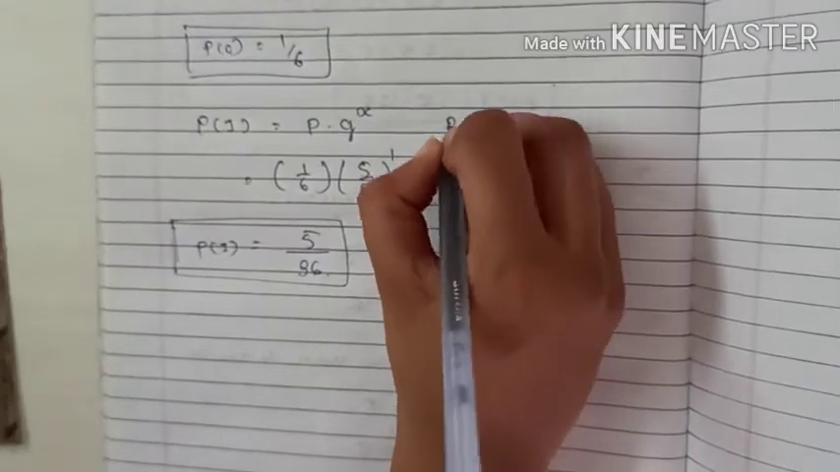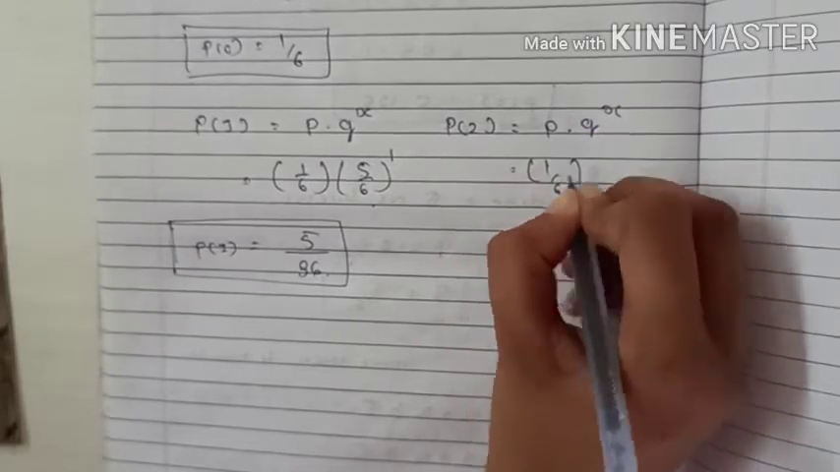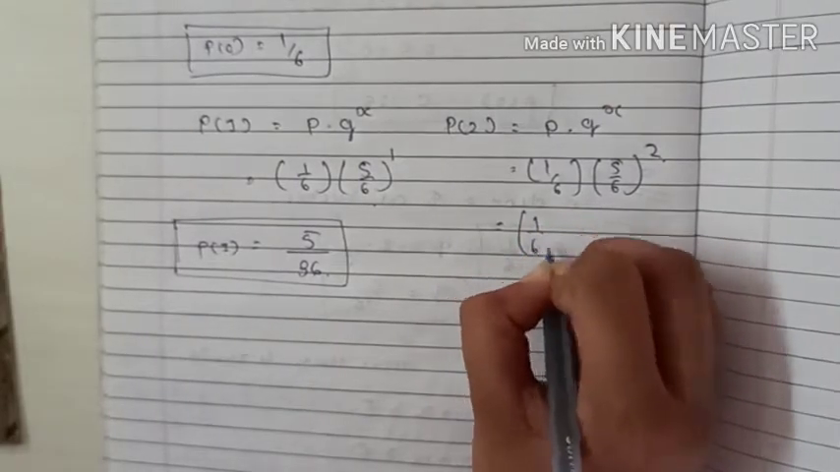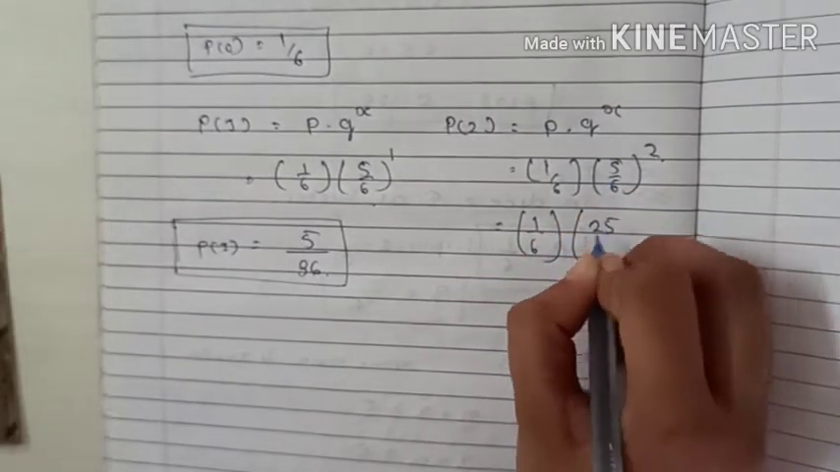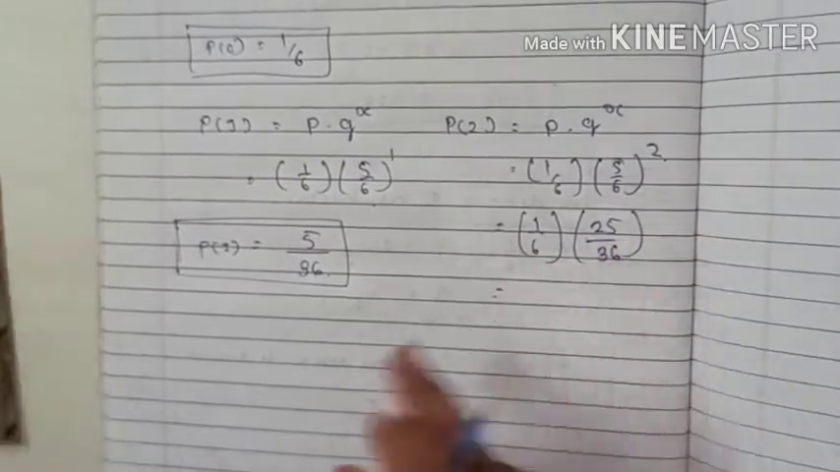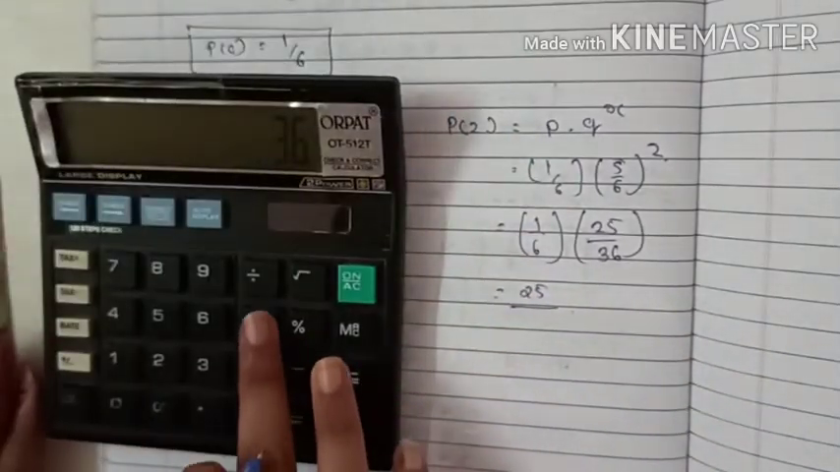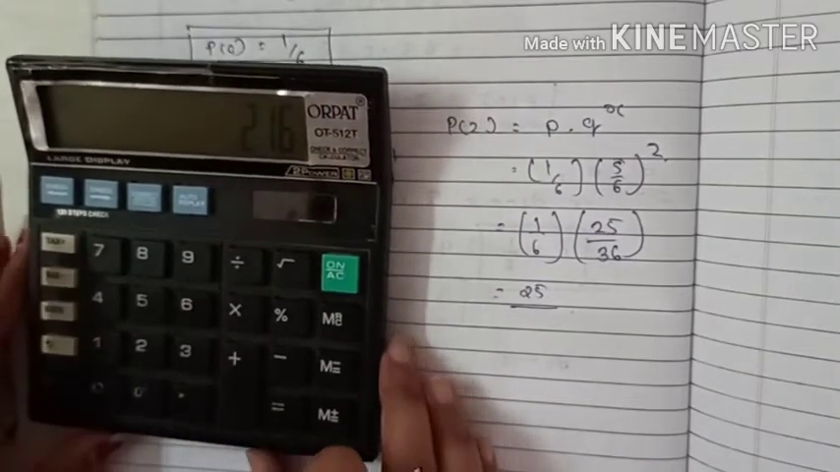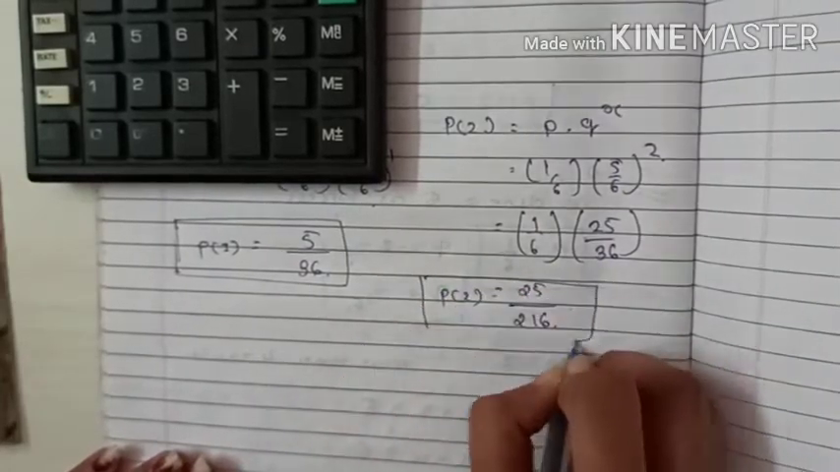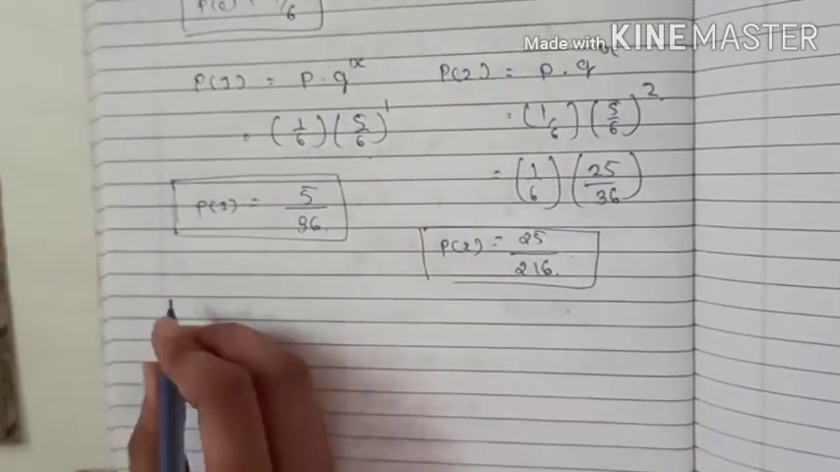Now find out P2. P into Q^X. P will be 1 by 6 and Q will be 5 by 6 raised to 2. So 1 by 6 into 5 by 6 squared: 5 fives are 25, 6 sixes are 36. So 25 upon 36 into 6, that is 216. P2 will become 25 upon 216.